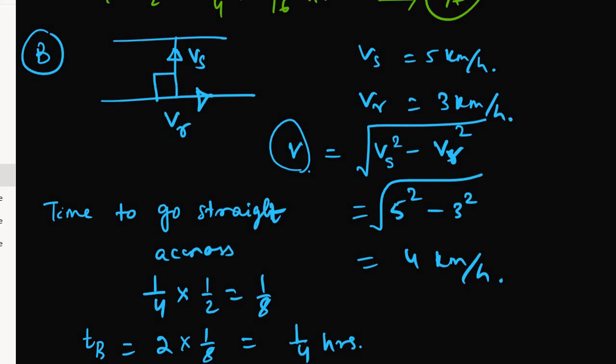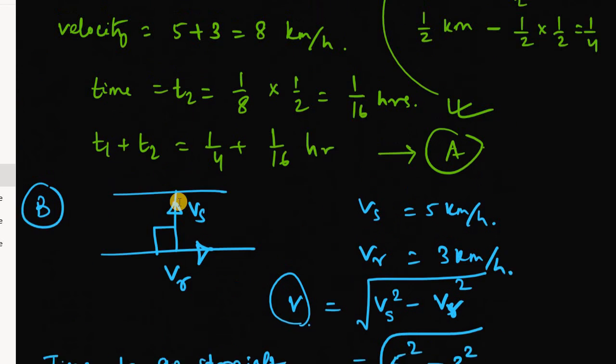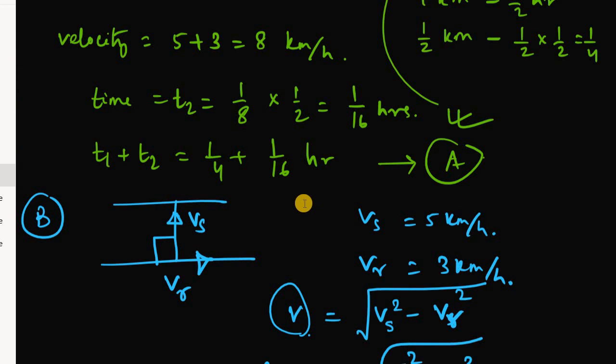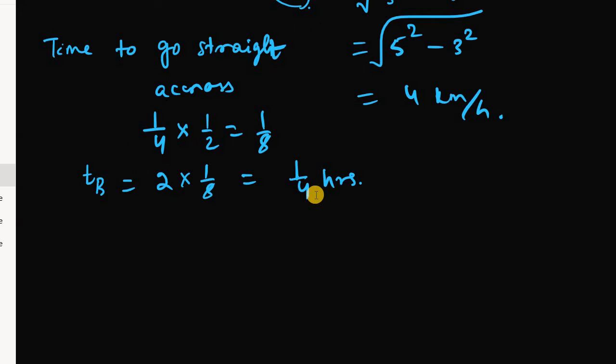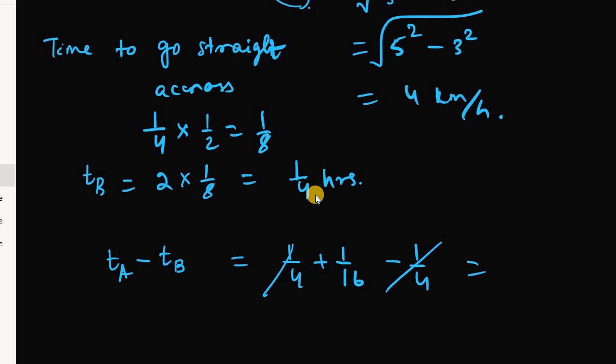So now you can have the difference of both. One is 1 by 4 plus 1 by 16, another is only 1 by 4. So you can have the difference, TA minus TB equals 1 by 4 plus 1 by 16 minus 1 by 4. So it will cut out. It would be simply 1 by 16 hours. You can convert it to minutes also.